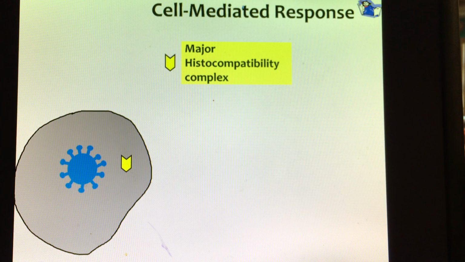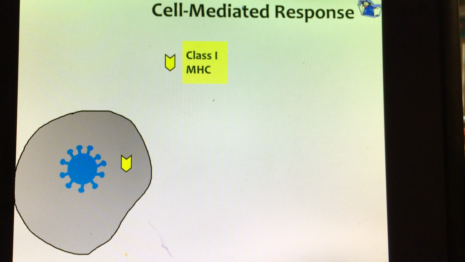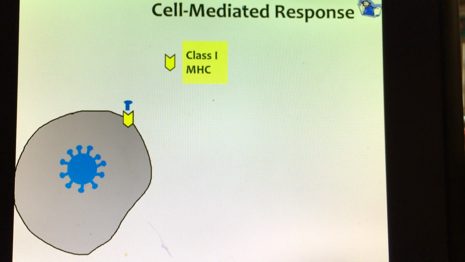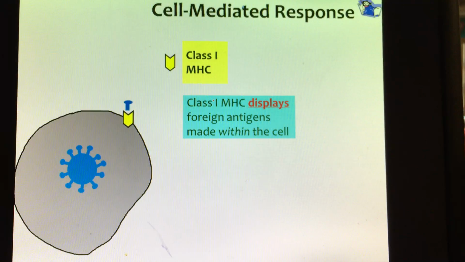Here there's something special called a major histocompatibility complex, or an MHC. Now this is a class 1 MHC molecule. MHC molecules are going to take an antigen from whatever is multiplying inside of this cell. Here this class 1 MHC molecule is bringing a piece of that virus to the surface of the cell as a signal or a warning, saying, hey, look what's happening inside of here. Look what's reproducing inside of me. The class 1 MHC is going to display foreign antigens that are made within the cell.